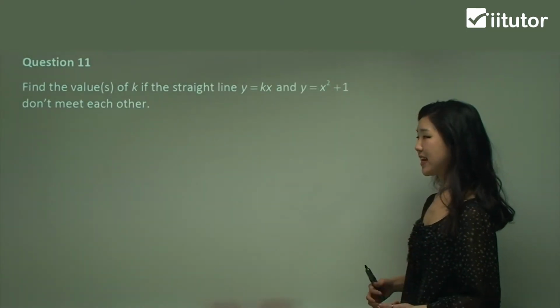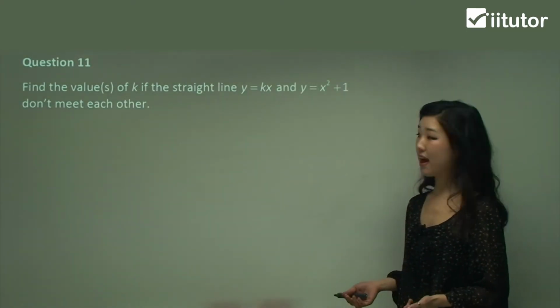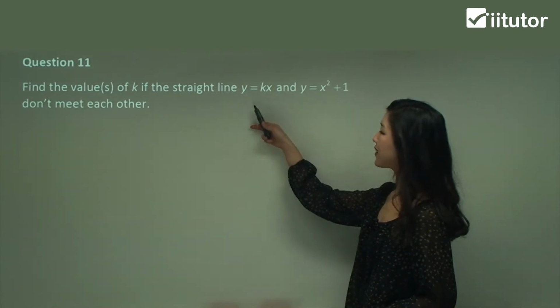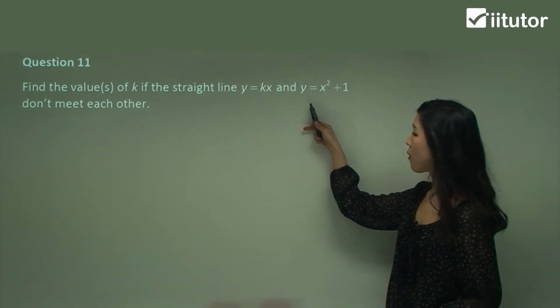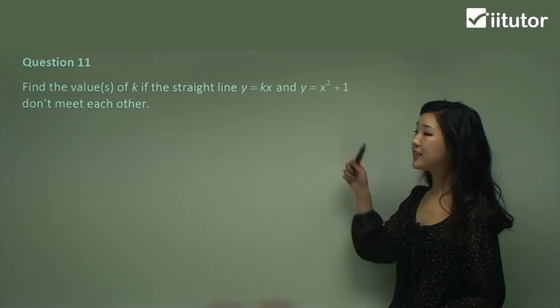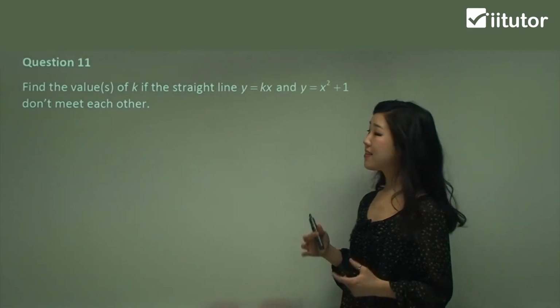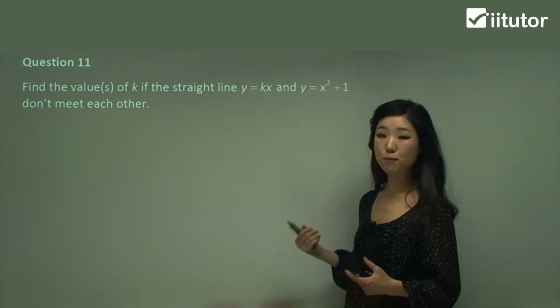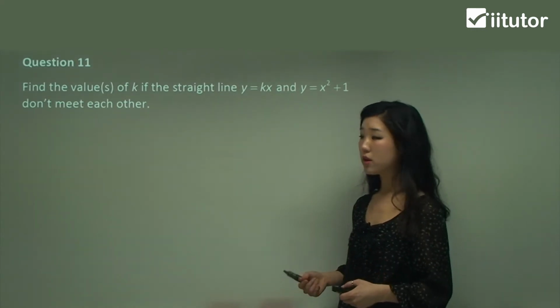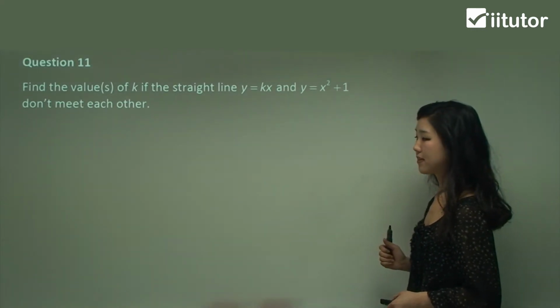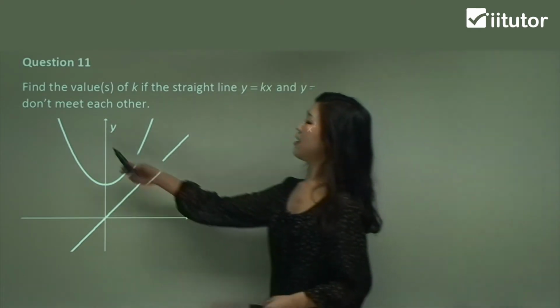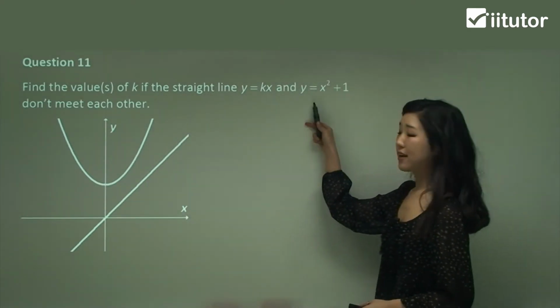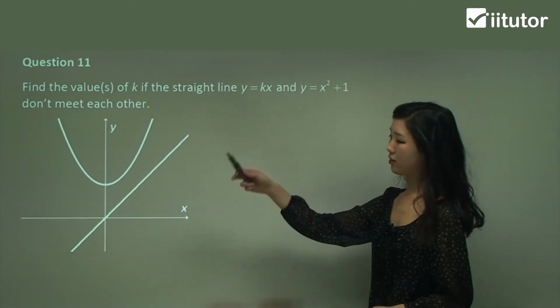So question 11 says, find the value or values of k if the straight line y equals kx and y equals x squared plus 1 don't meet each other. Okay, this time, these two graphs, they don't meet each other at all. So if I like to draw a diagram, it's going to look like this. This is the parabola y equals x squared plus 1. Okay, that's what it should look like.